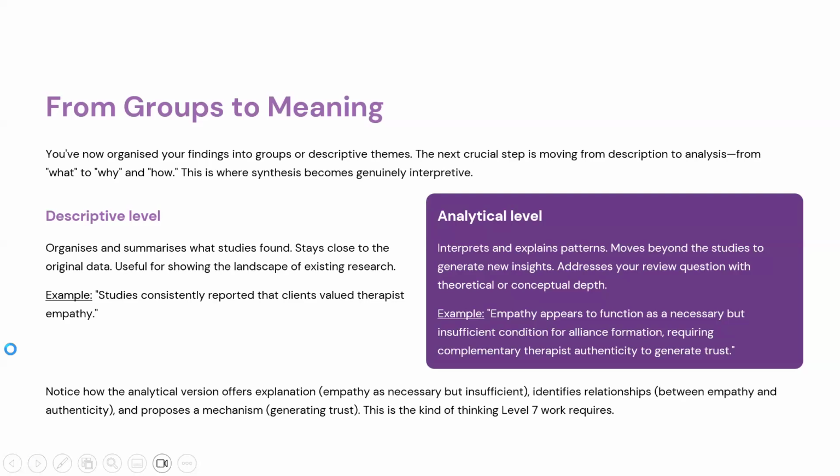Notice how the analytical version offers explanatory details such as empathy as necessary but insufficient, and it also identifies relationships, for example, between empathy and authenticity, and it also goes further and proposes a mechanism, general trusting, that could be used to actually frame all of this. So this is the kind of thinking that level 7 work actually requires. We're going beyond just describing, we're actually saying, what does it mean, why is it important, and what could it potentially tell us about our own research question as well as for future research.